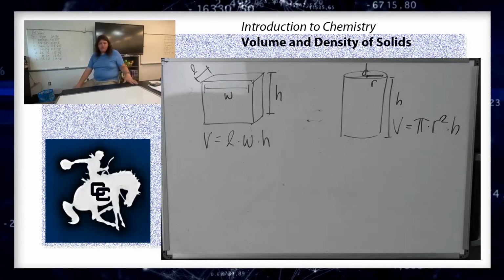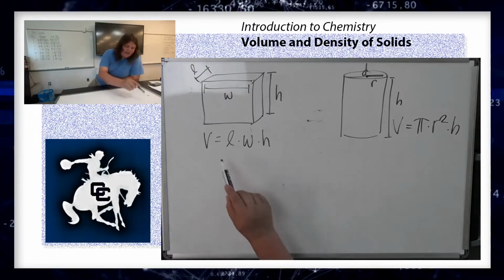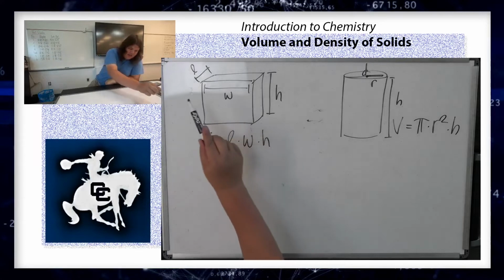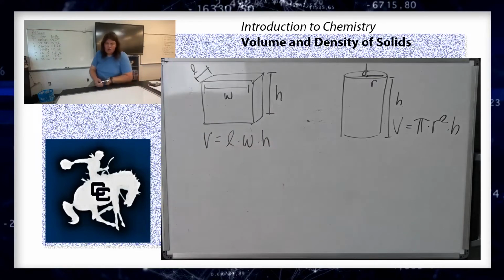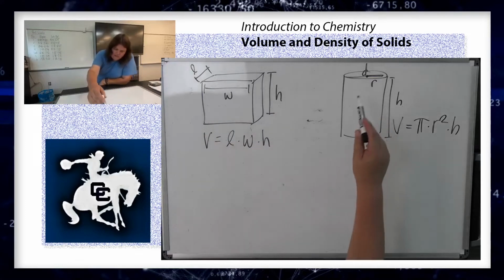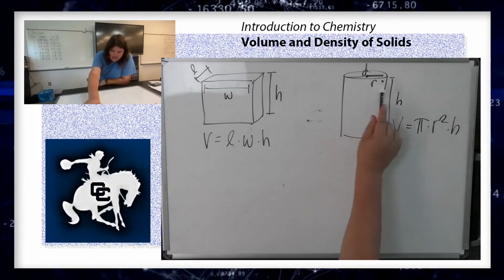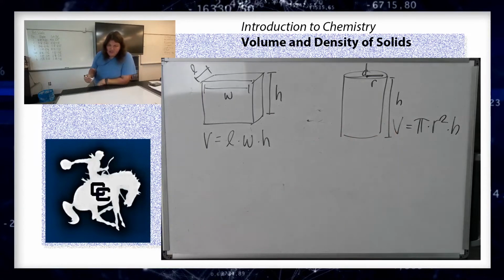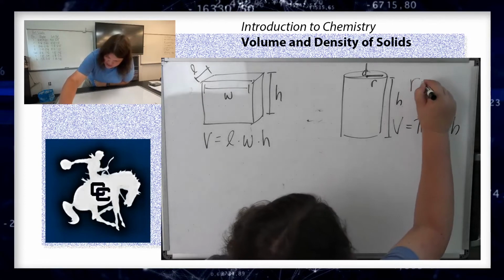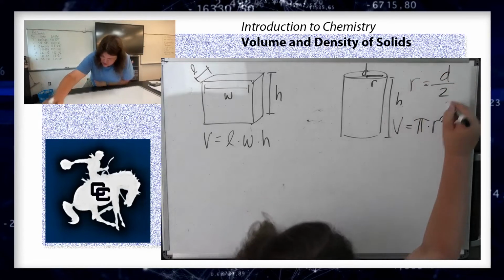Welcome to our short video presentation on volume of regular and irregular objects. Here on the screen you can see I have two solid objects, a cube and a cylinder. The cube, you'll recognize, has three distinct sides: the length, the width, and the height. Where the cylinder is a round spherical object with diameter and radius and height here. Remember, the radius is the diameter divided by 2.